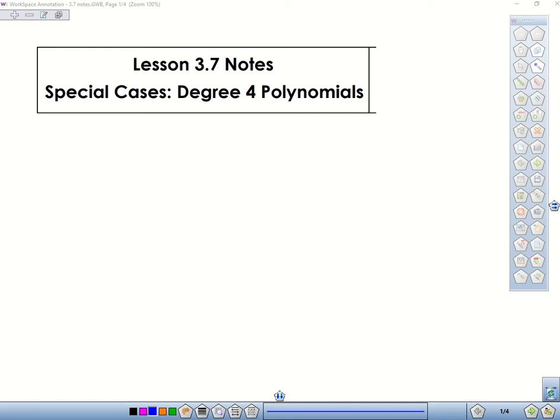Now the process for factoring 4th degree polynomials is surprisingly a lot less steps, I'd say more simple, than factoring 3rd degree.